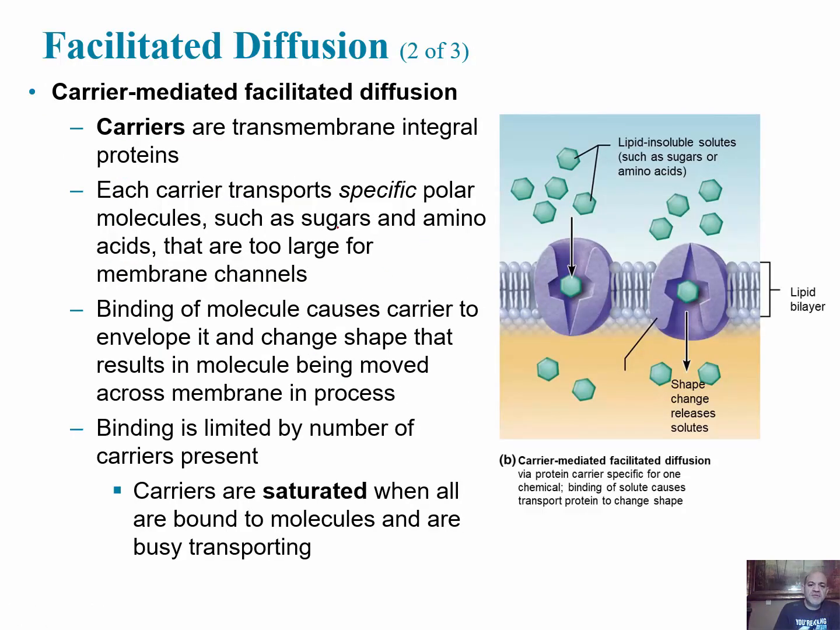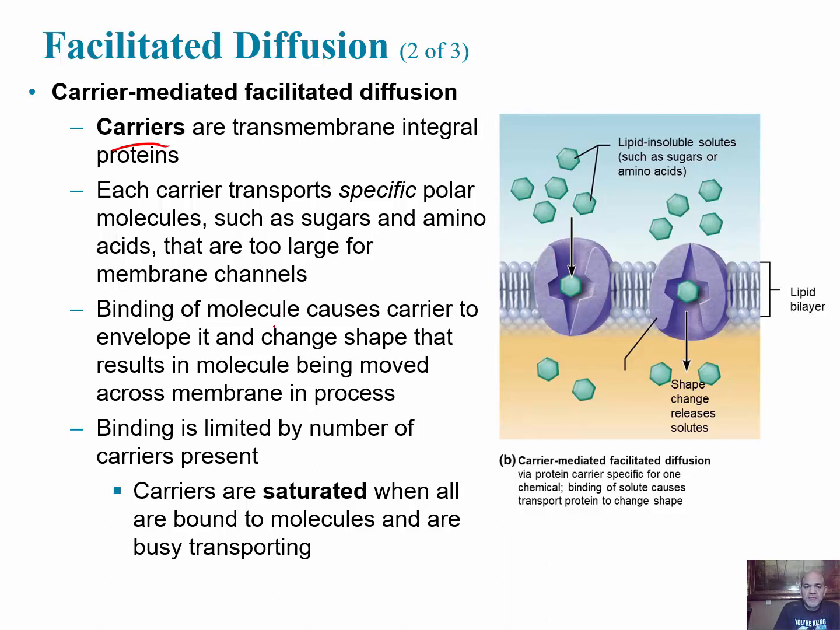Looking at carriers, which is modeled in the image on the right, these carriers are going to be transmembrane integral proteins, which means they go into the membrane. Each of these carriers transports specific polar molecules such as sugars, amino acids that are too large for membrane channels. So we may have one that's specific for glucose, for example. So we have a glucose carrier, and it only binds to glucose.